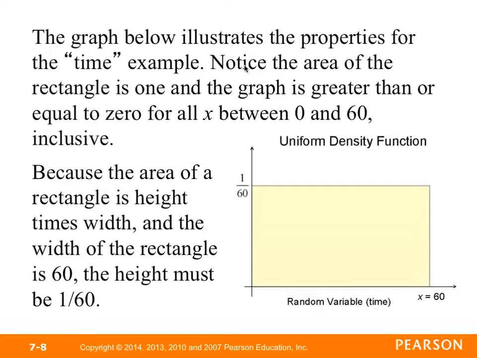So if you recall how to find the area of a rectangle, it's always just length times width. So the length is 60, or we could call this the width, it doesn't really matter. And then the height here, or the width, or whatever you want to call it, is 1 over 60. So when we multiply those two together, we get 1, which is exactly what we want. So because the area of the rectangle is height times width, and the width of the rectangle is 60, the height must be 1 over 60. So this is kind of forced to be 1 over 60 because of the fact that the area has to be 1.